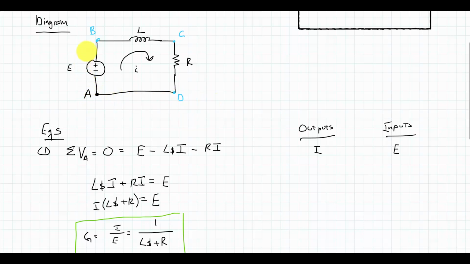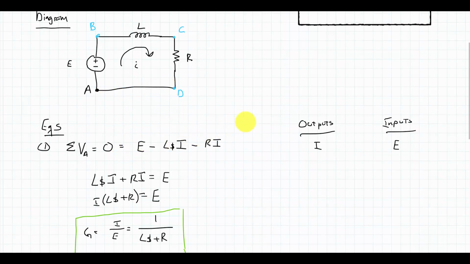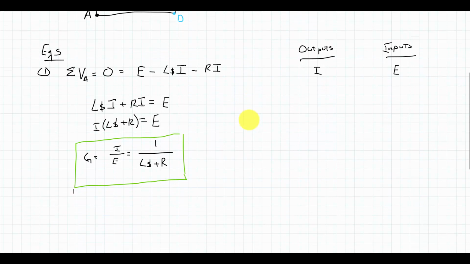So when I went from A to B, I added the voltage source. I had a voltage drop across the inductor as I was going with the direction of current. Then I had a voltage drop across the resistor, again going with the direction of current, and I was back at A. So those three things have to add to 0. I have one output, my current, one input, my voltage source, and I could simply rearrange the algebra here and get my transfer function I over E was 1 over LS plus R.